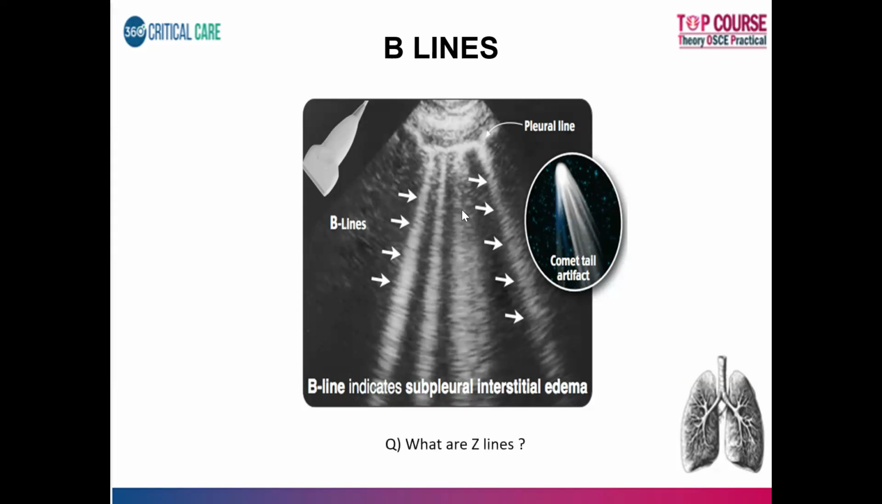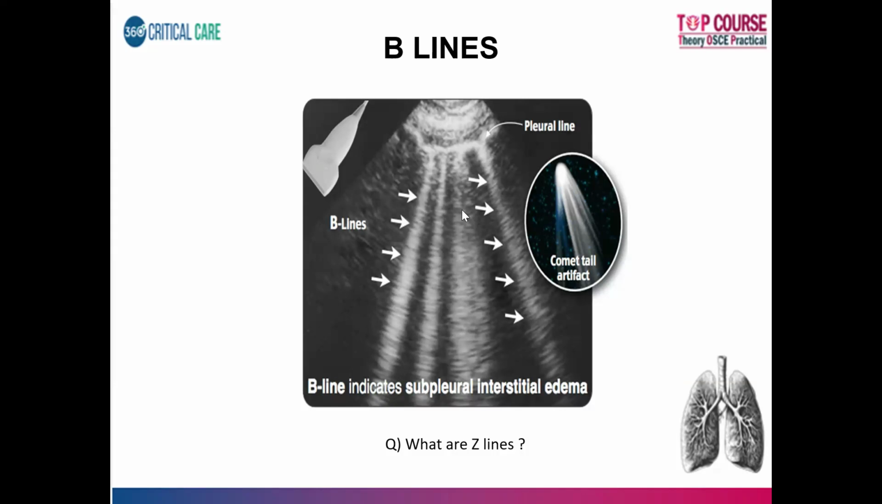So, what are Z lines? Can anyone answer? Okay, since no one is answering, I think I'll give you the answer. Z lines are just incomplete B lines, okay? They do not cut across the A line. Usually they are present just below the pleural margin, but they just vanish after that. So there is very little clinical significance with such lines. Remember, Z lines are vertical lines, but they do not cut across A lines.